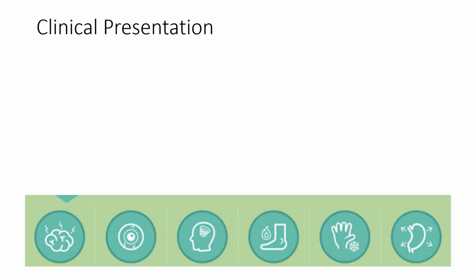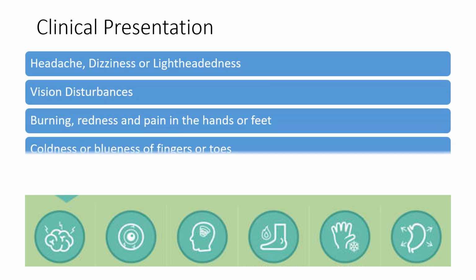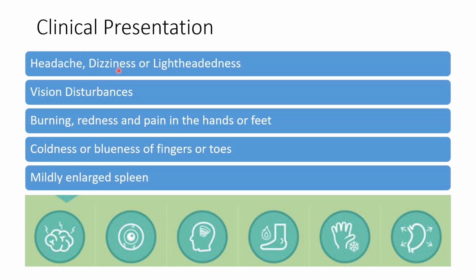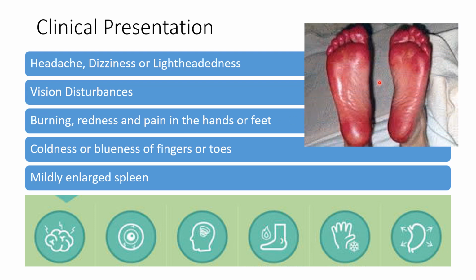The signs and symptoms for essential thrombocytosis usually include headache, dizziness or lightheadedness, visual disturbances, coldness or blueness of fingers and toes, and enlargement of the spleen. The burning feeling with redness and pain in the hands and feet is usually called vascular occlusions and is often the result of microvascular thrombosis. Thrombosis happens because of the increased platelets in the circulation.